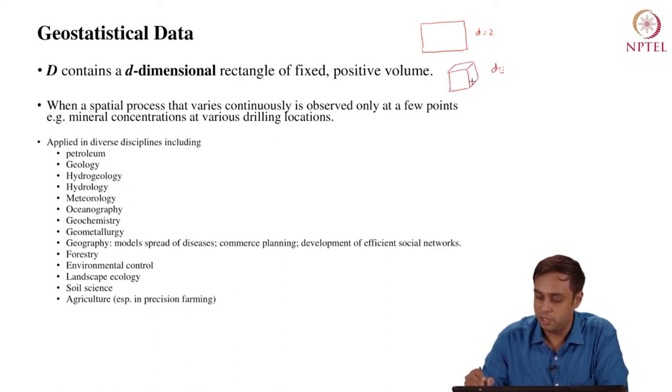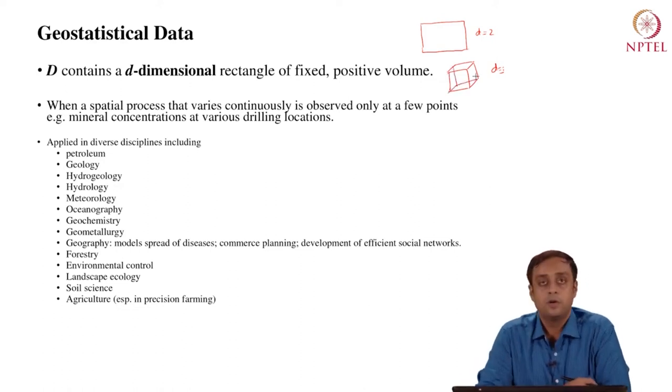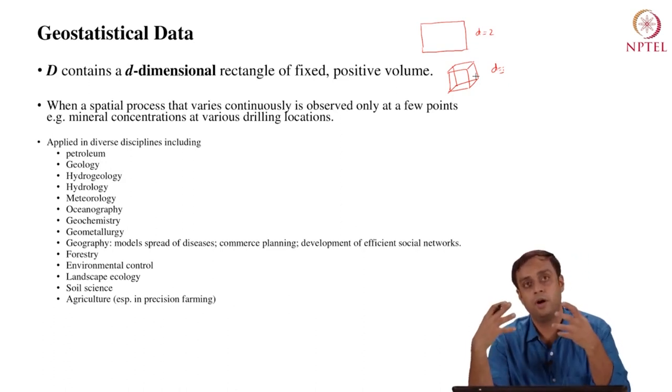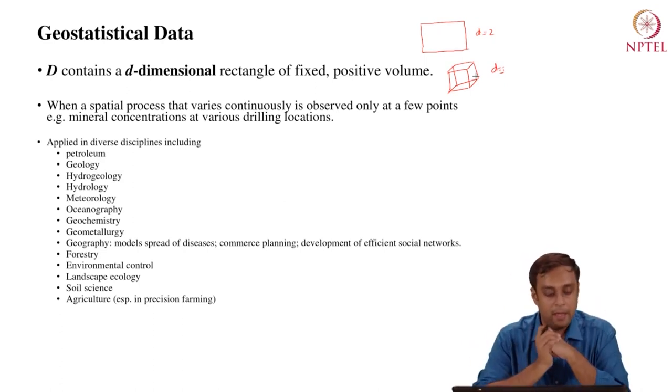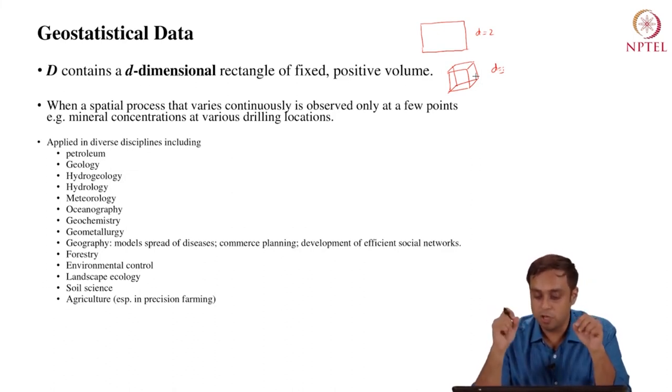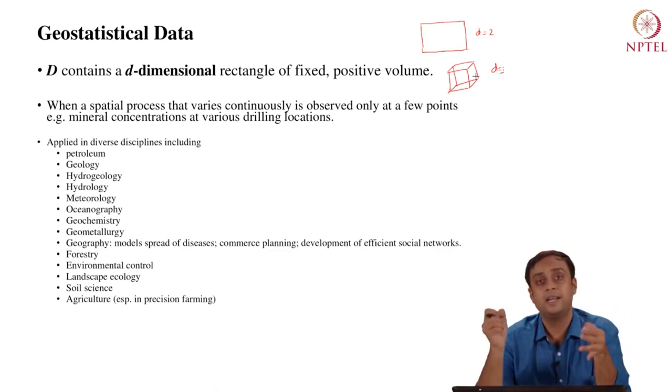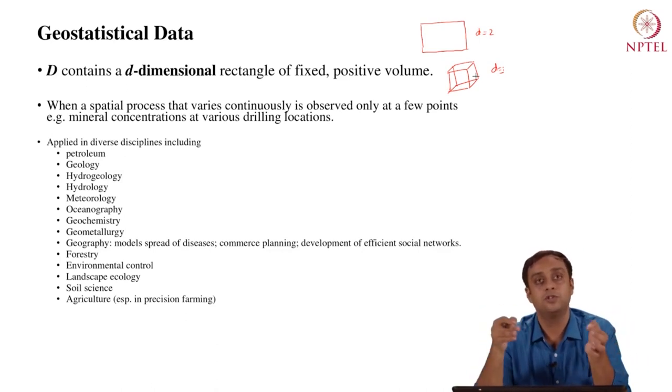it's going to be a three-dimensional cube, a d-dimensional or three-dimensional, fixed positive volume domain that we are working with. And when a spatial process that varies continuously is observed only at a few points in space, that is what is deemed to be a geostatistical data set.